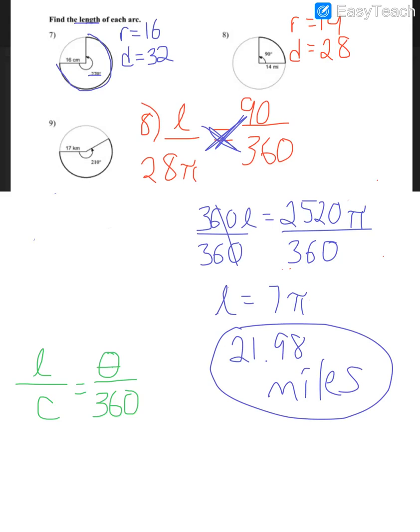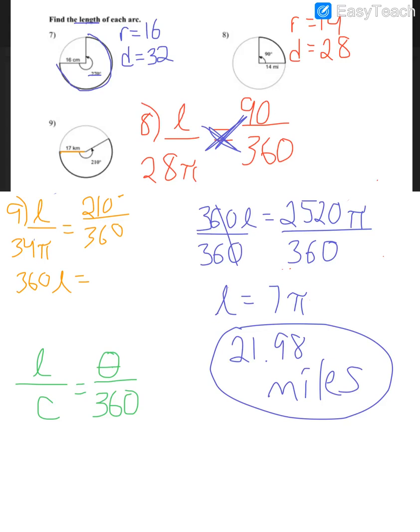And then let's also go and do number 9. Number 9 again will have length over circumference. See how your radius is 17? That means your diameter is 34. So length over 34 pi equals angle, which is 210 over 360. Which is going to give us 360 times the length equals 210 times 34 pi.